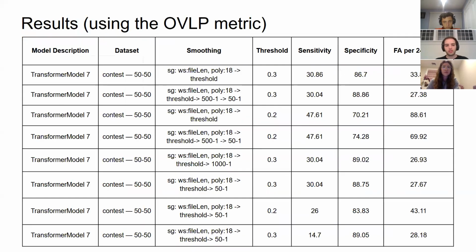So this results page is just to show you guys that we experimented a lot with our models. So the transformer model 7 on the leftmost column just describes the model that Johnny described. If you look all the way at the right, you see our sensitivity, specificity, and false alarm rates for these different models. Right in the middle, we have our best results, where we got 30% sensitivity, 89% specificity, and 26.9 false alarms per 24 hours. And this was all using the OVLP method.